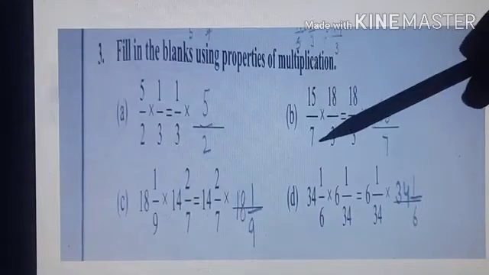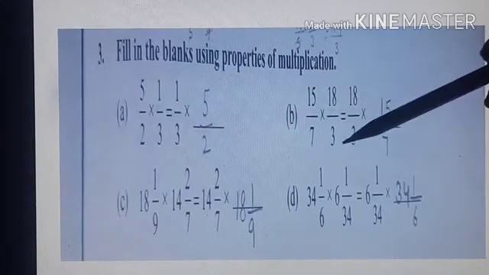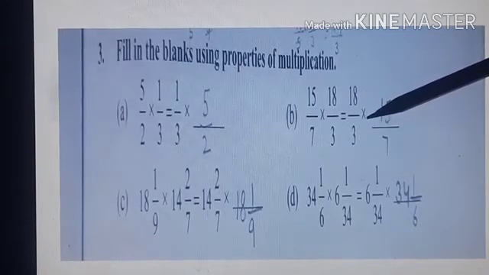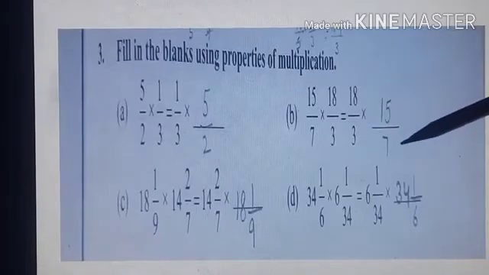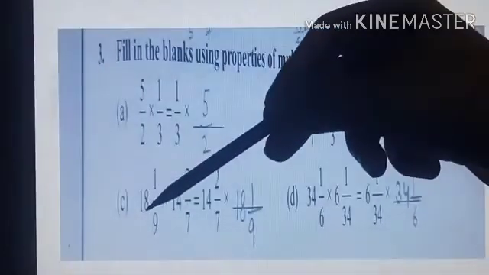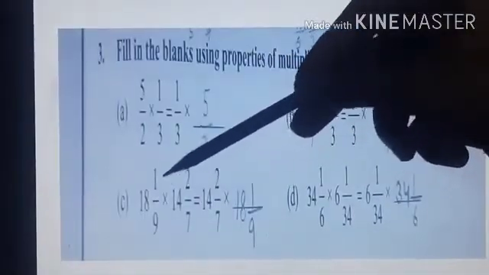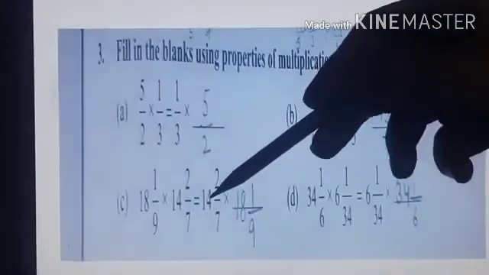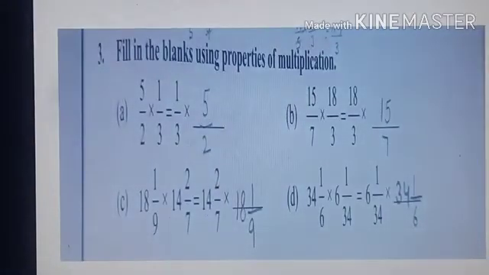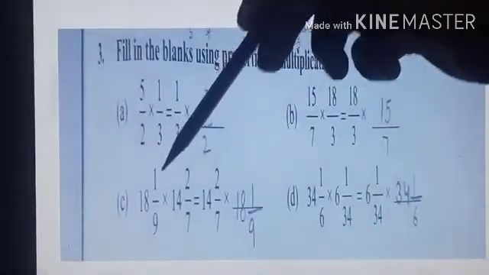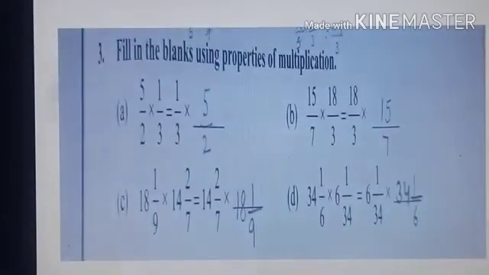B part: 15 upon 7 multiply 18 upon 3 is equal to 18 upon 3 multiply missing, which is 15 upon 7. Understood? C part: 18 whole 1 upon 9 multiply by 14 whole 2 upon 7 is equal to 14 whole 2 upon 7. Means now the order is going to be changed. So 14 whole 2 upon 7 is here. Multiply by the missing number, which is 18 whole 1 upon 9.